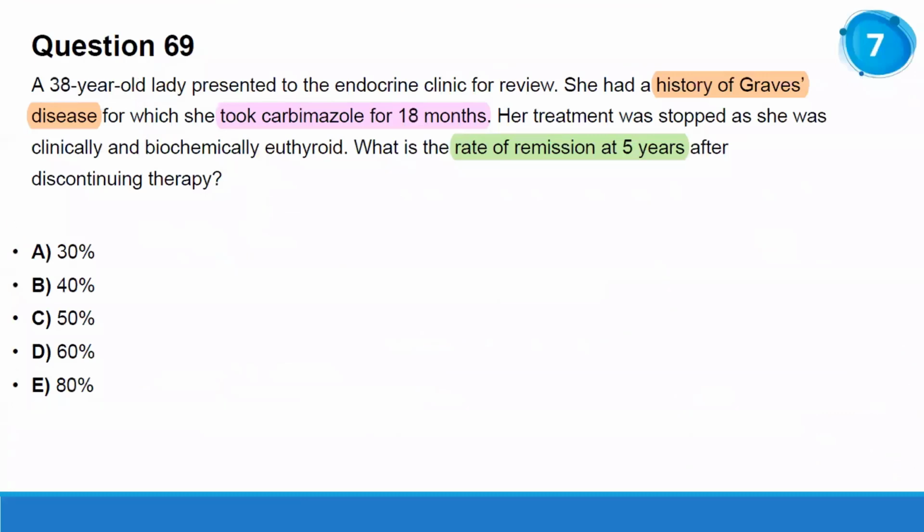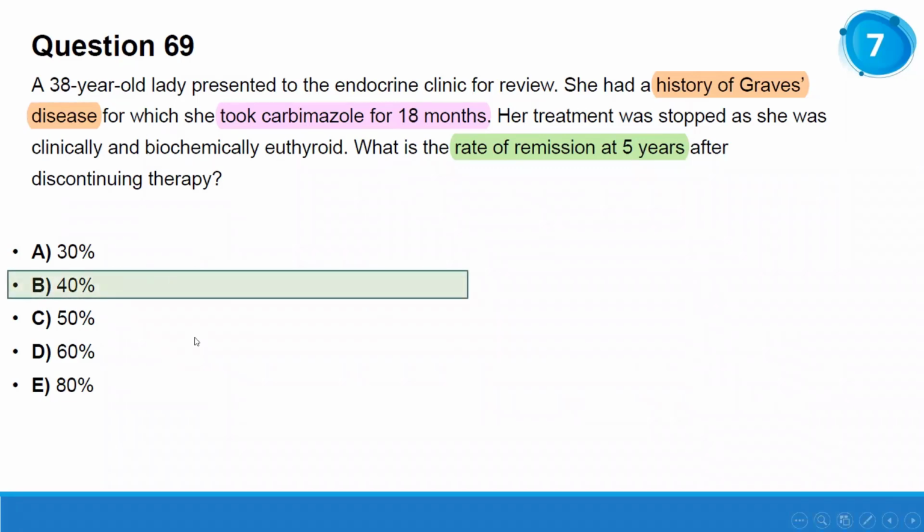Another question: a patient presented with Graves' disease, received carbimazole for 18 months. What is the rate of remission 5 years after discontinuing therapy? 50%? 50 or 40%? Actually, you will see 50 or 40, but the most common is 40%. It is 40 to 60% according to a lot of conditions, but if you see only one number, choose 40%.